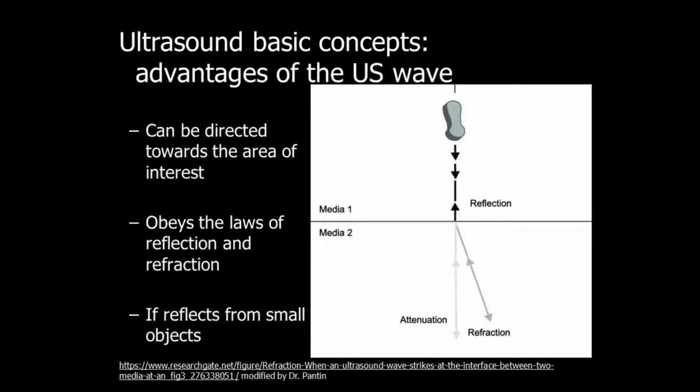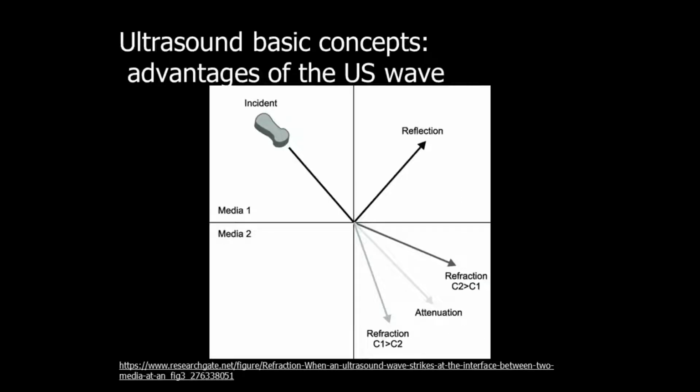Again, the more perpendicular to the structure, the better quality of the image that will be obtained. The more tangential to the structure, more waves are reflected away, less coming back to the transducer. And of course, there is always potential for refraction and artifact creation.